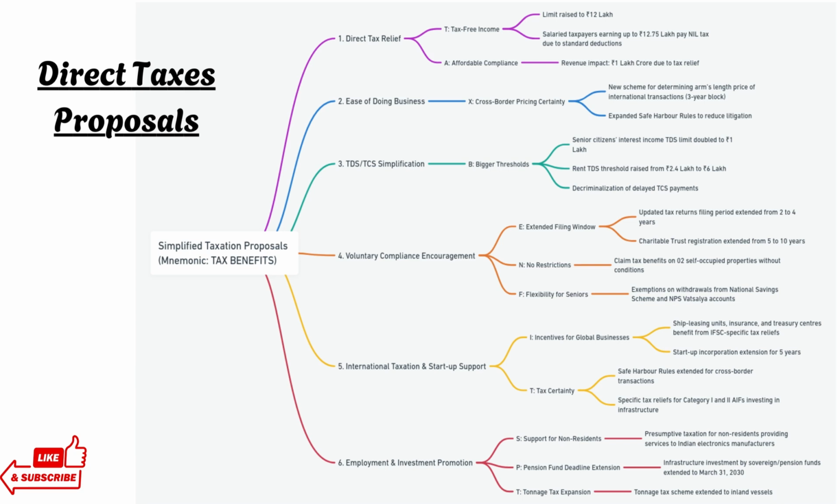4. Voluntary compliance encouragement. E. Extended filing window. The period to file updated tax returns has been extended from 2 years to 4 years. Charitable trusts registration period has also been extended from 5 years to 10 years. N. No restrictions. Taxpayers can now claim tax benefits on self-occupied properties without any conditions. अब अपनी multiple properties का tax management भी easy हो गया है. F. Flexibility for seniors. Senior citizens will get exemptions on withdrawals from National Savings Scheme and NPS Vatsalya accounts.